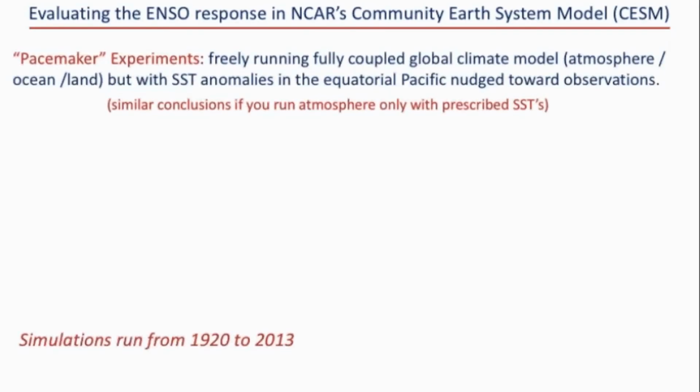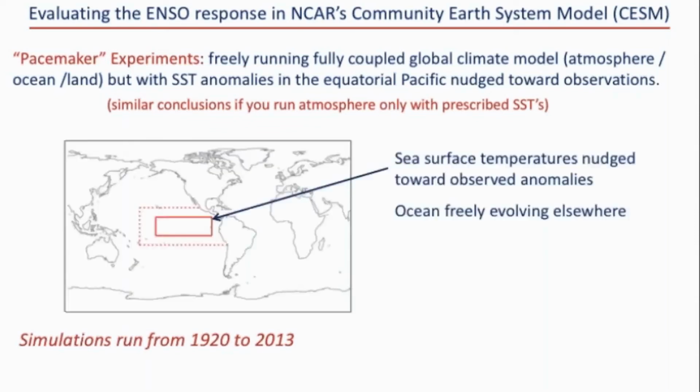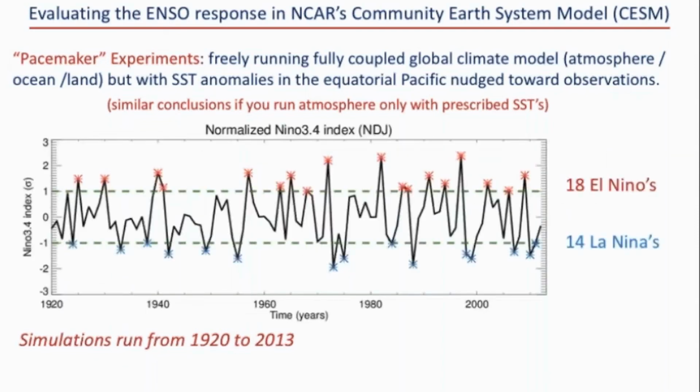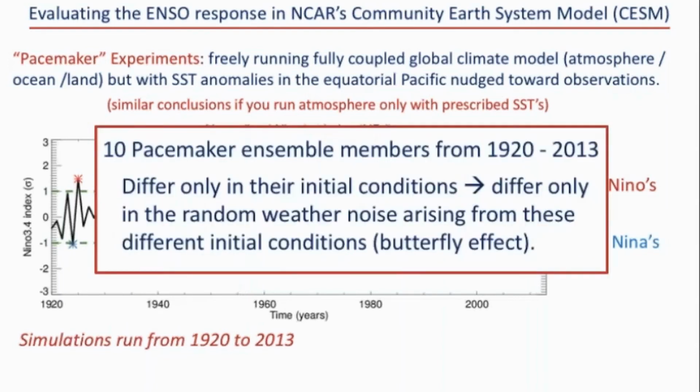And the simulations we're using are what are known as pacemaker experiments. So this is where we're simulating the fully coupled ocean, atmosphere, land system, but with the exception of one region in the equatorial Pacific where we nudge the sea surface temperatures towards the observations. So basically in this region here of the global climate model, we're making the sea surface temperatures follow what has historically happened. And so our model is experiencing the same sequence of El Nino and La Nina events as what happened in the real world.